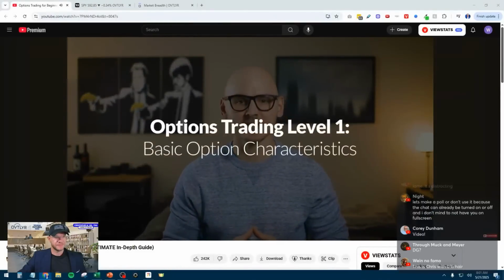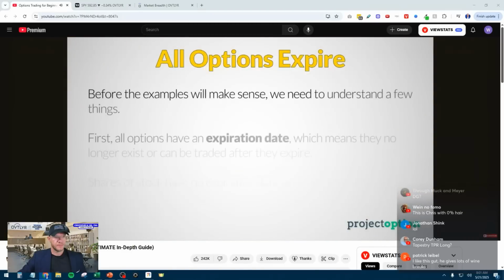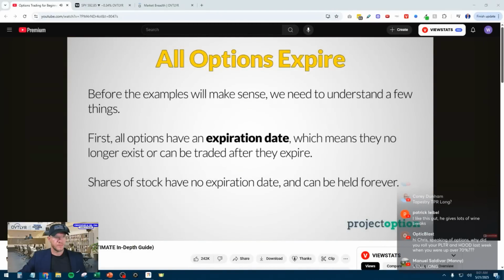The first step in our options trading journey today is to understand the basic option characteristics that all options have, and briefly discuss how options are different from shares of stock. Option characteristic number one is that all options have an expiration date. This is different from shares of stock because if you buy a share of a company's stock, there's no expiration date on that position. You can hold that share of stock forever as long as that company doesn't go private. There's nothing forcing you to close that position.